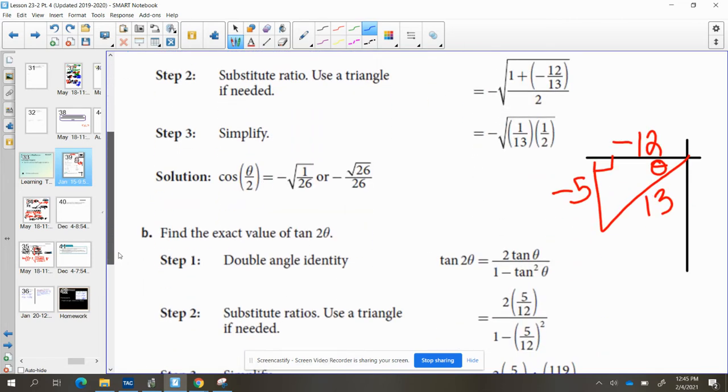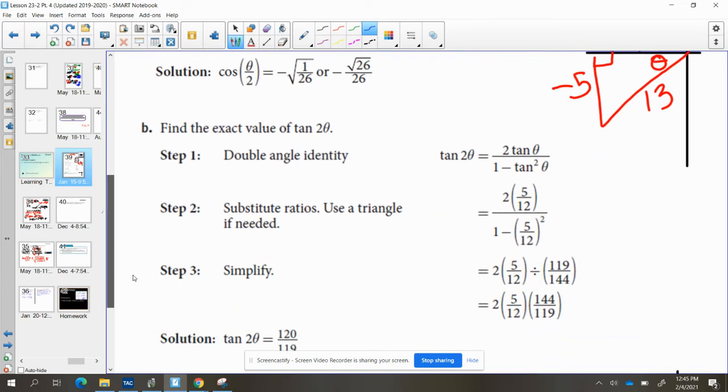Part B also reviews some double angle identity using the tangent of that same triangle to plug in, and again simplify here to find our value of 120 over 119.